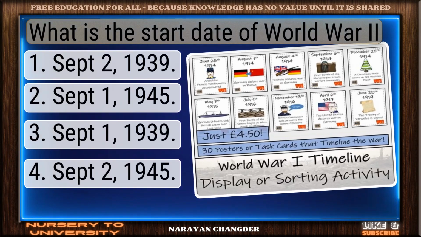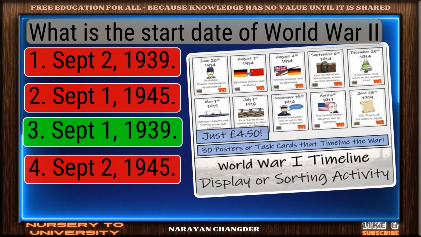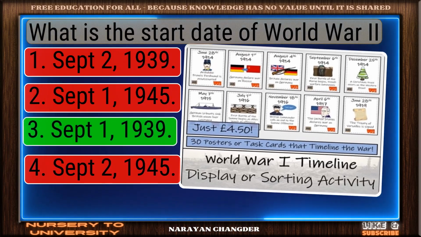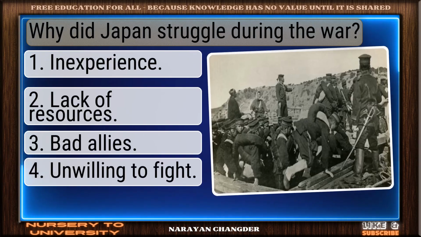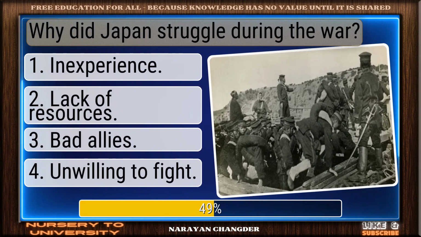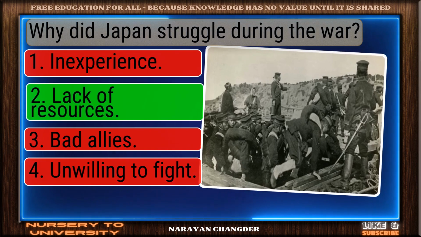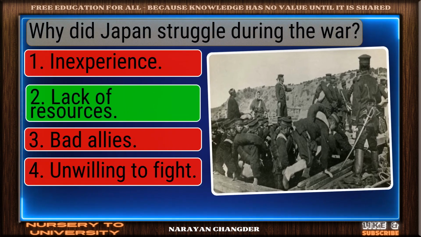What is the start date of World War II? Correct. Sept 1st, 1939 is the right answer. Why did Japan struggle during the war? Right again. Lack of resources is a valid answer.